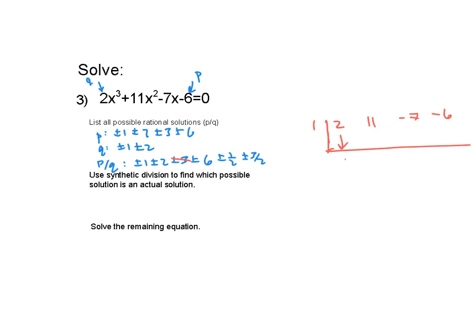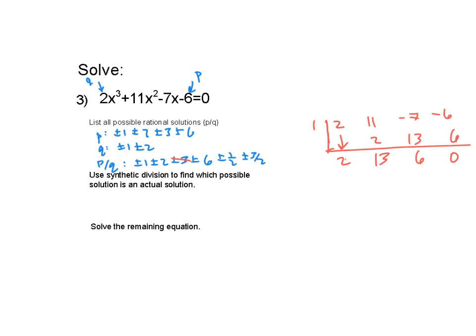Okay, I drop down 2. 1 times 2 is 2. I add, I get 13. I multiply, I get 13. I add, I get 6. I multiply by 6, I get 0. Woohoo! I got something to work.